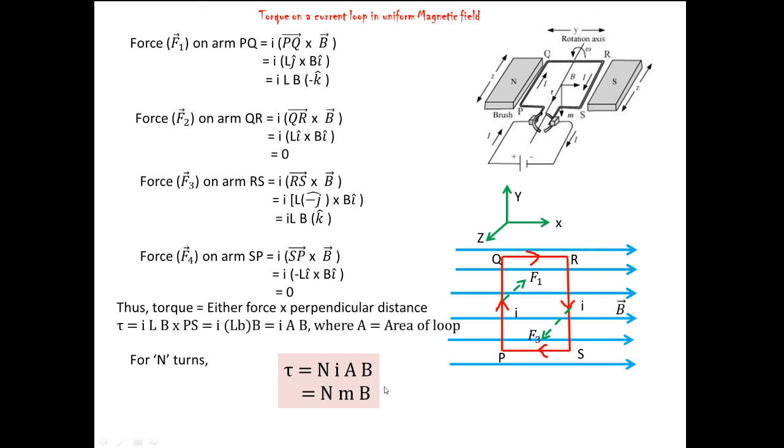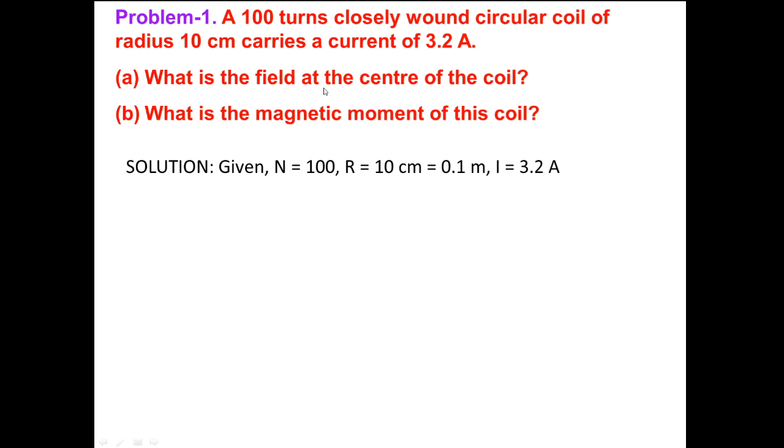Remember, IA is the magnetic moment. Torque is a vector quantity, so in vector form we can write torque equal to N times M cross B. Now, on the basis of this discussion, a problem.